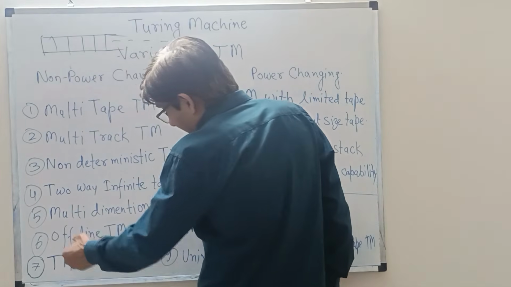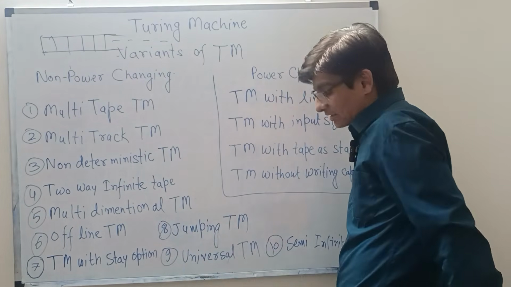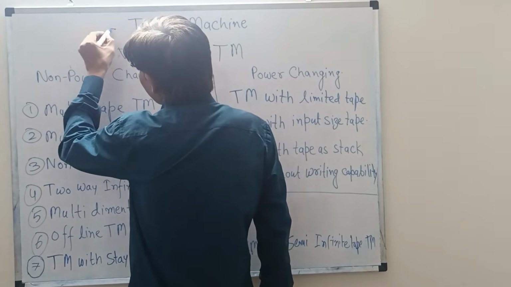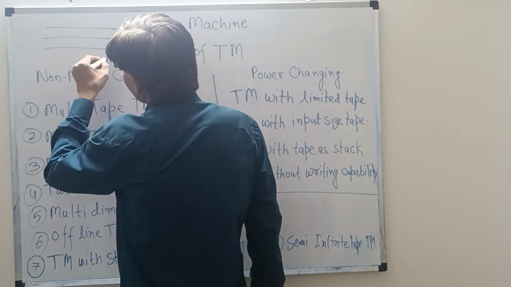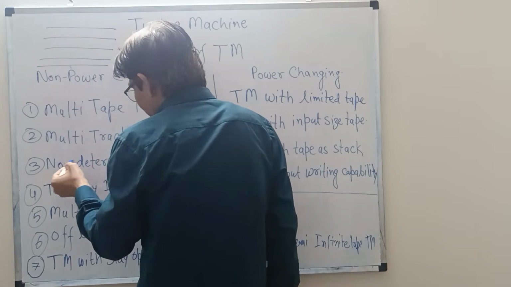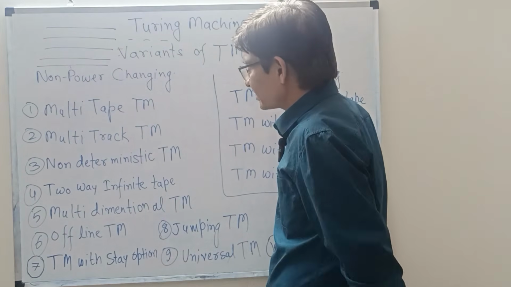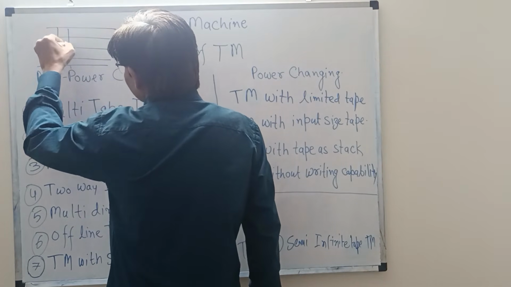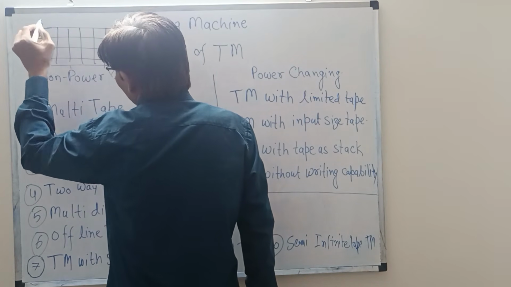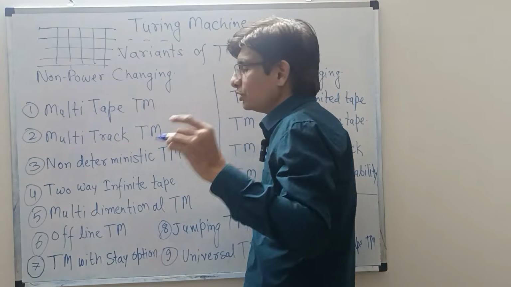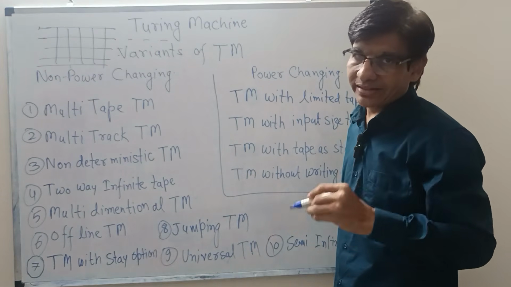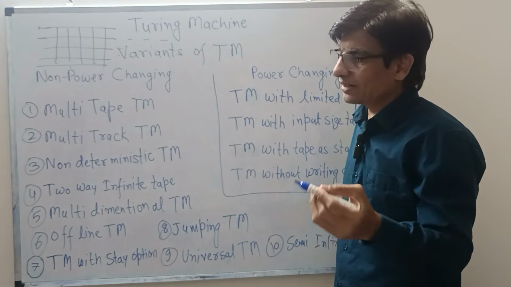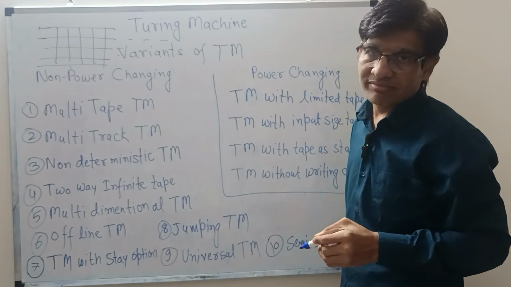Now next is multi-dimensional Turing machine. So here also you have the same kind of tape as you have in multi-track Turing machine. So the tape is divided into multiple tracks. And as I told you, in case of multi-track Turing machine, you can have more than one read-write head, particularly one for each track.